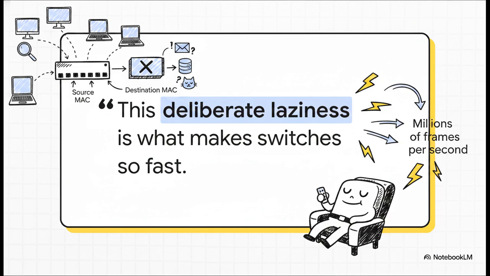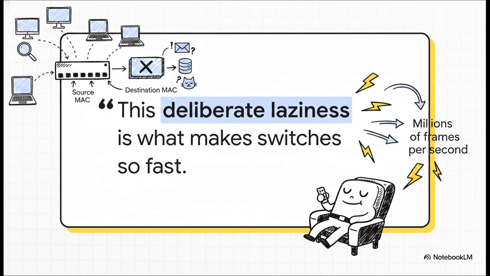Out of those 6 fields we just talked about, a network switch only cares about 2 of them. That's it. It reads the source MAC address to automatically learn the layout of the network, mapping that MAC to the port the frame just arrived on. Then it reads the destination MAC to figure out where to forward the data. It completely ignores the payload.